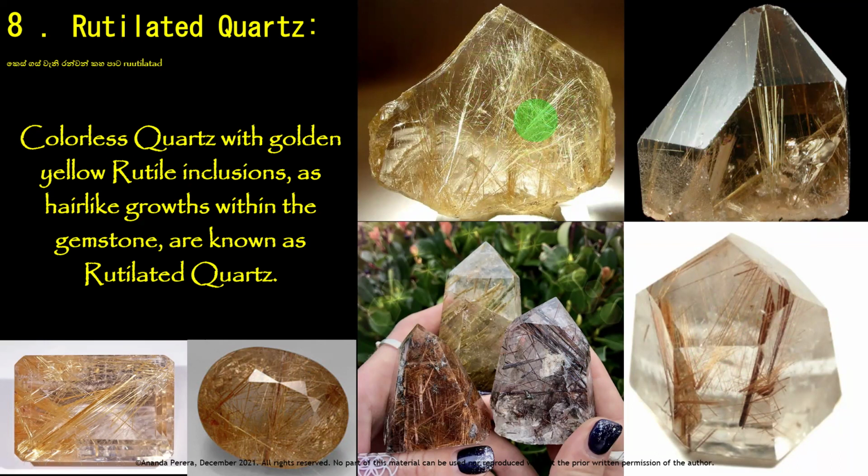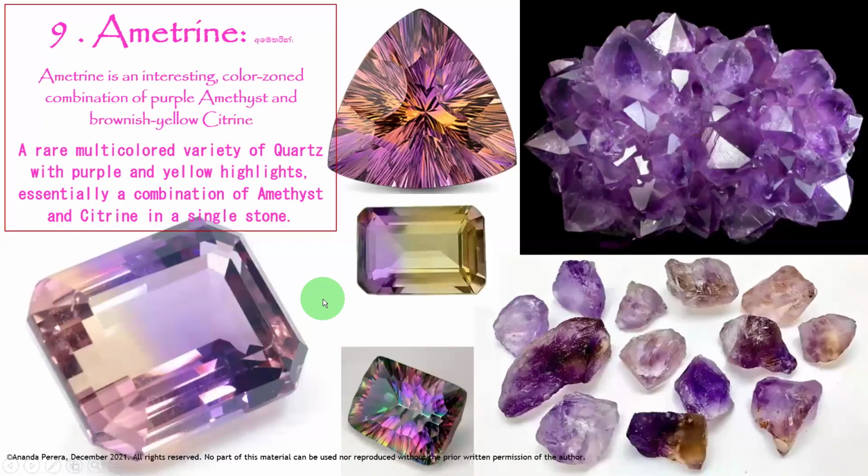Those are rutile inclusions. Colorless quartz with golden yellow rutile inclusions. Here you can see the golden yellow color and the brown color also. Colorless quartz with golden yellow rutile inclusions as hair-like growths within the gemstone is known as rutilated quartz. European people like it.